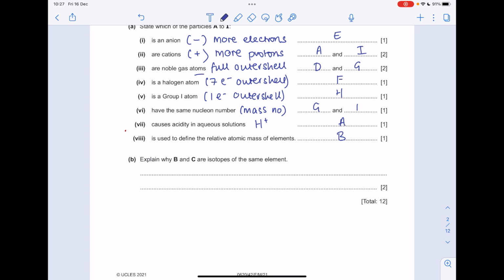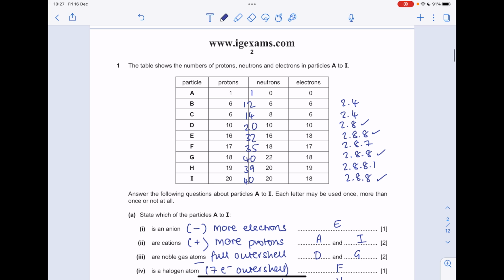Explain why B and C are isotopes of the same element. Remember that isotopes have the same number of protons, but a different number of neutrons, as agreed by B and C.